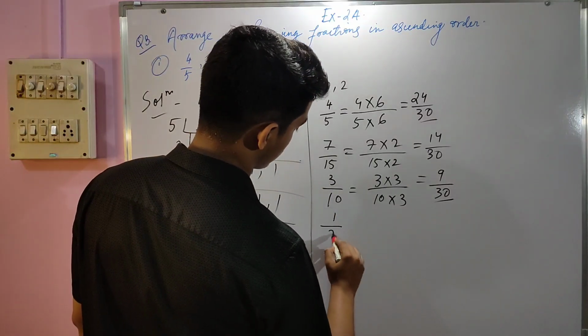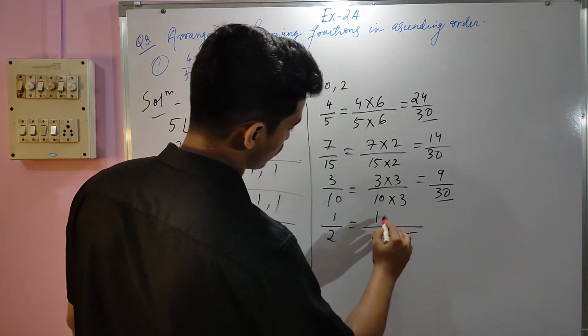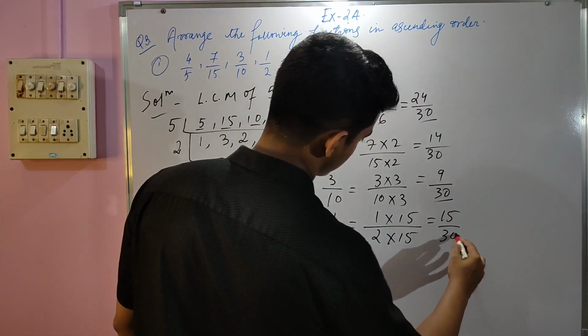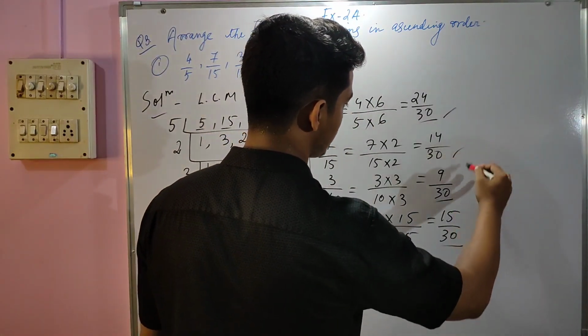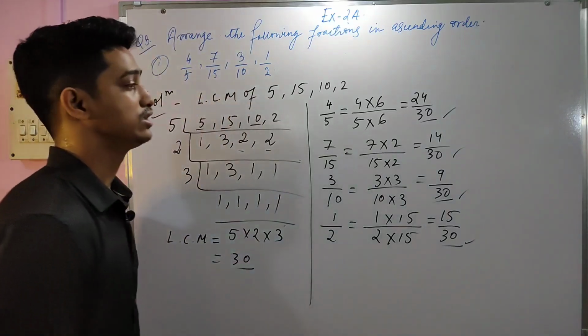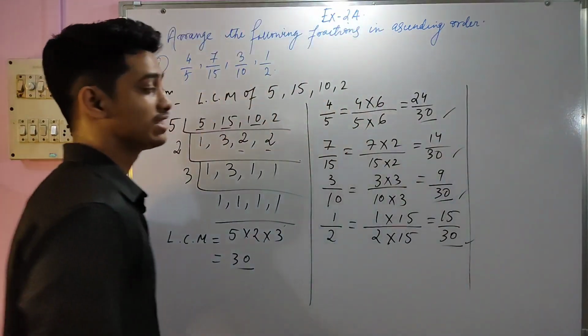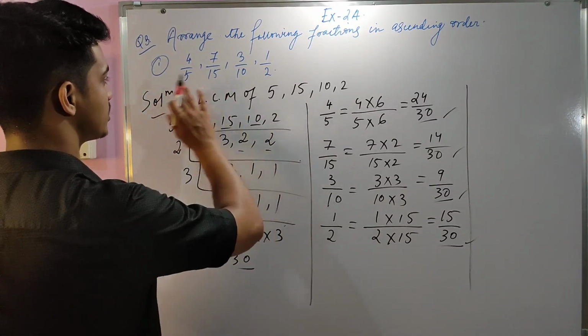Now comes half. What we have to do? 2 into 15 gives you 30 and 1 into 15, so the answer is 15 by 30. So now all the 4 fractions are like fractions, right? So we can simply calculate the ascending order of this particular data.